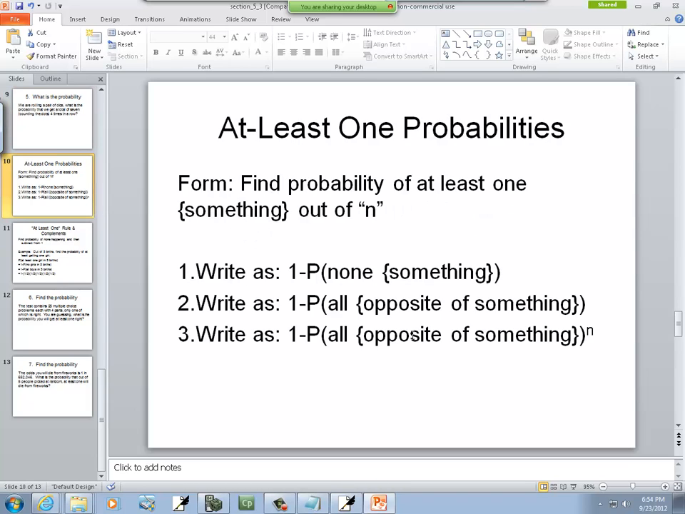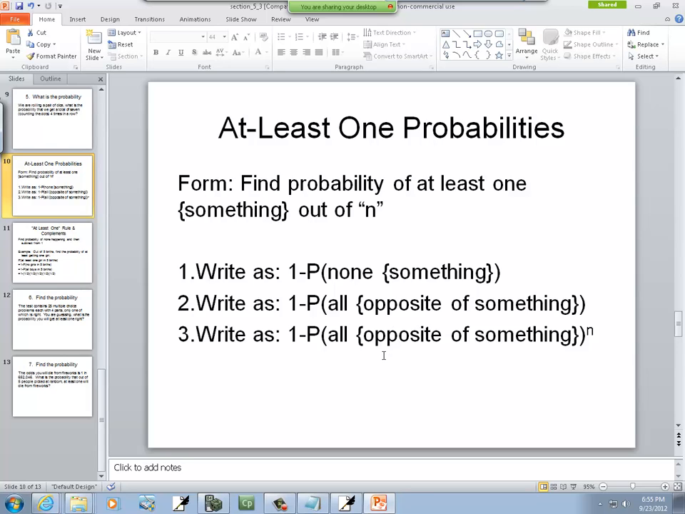Now, the next one talks about the at least 1 probabilities. This is of the form when you got a problem that says find the probability of at least 1 something out of n. And it could be anything there for the something. First step is write as 1 minus probability of none something. Then write as 1 minus probability of all opposite of something. And 3, write as 1 minus probability of all and then opposite of something to a power.